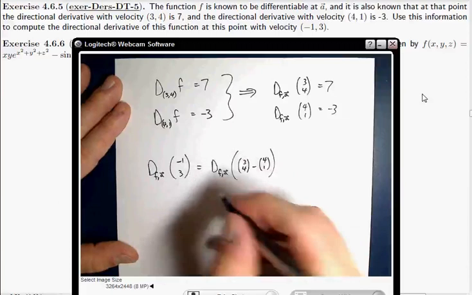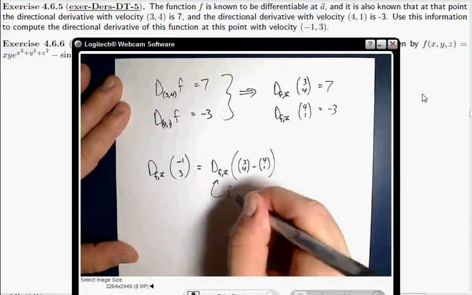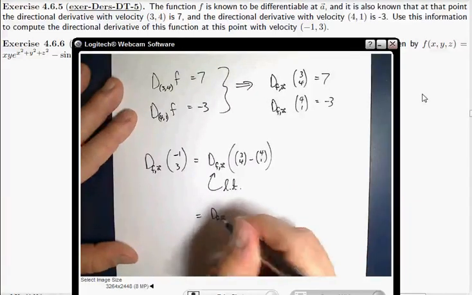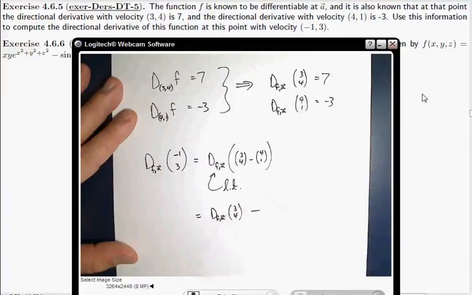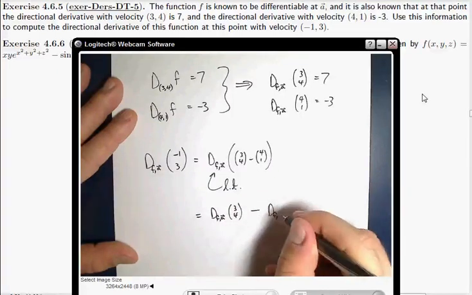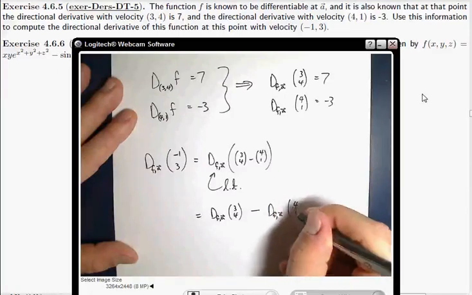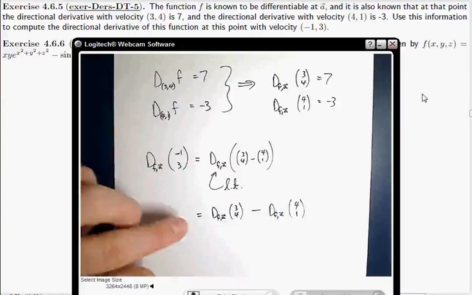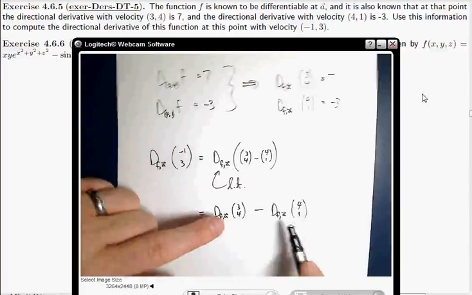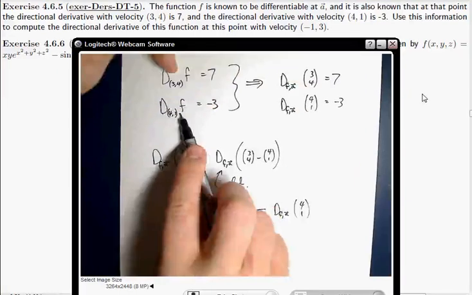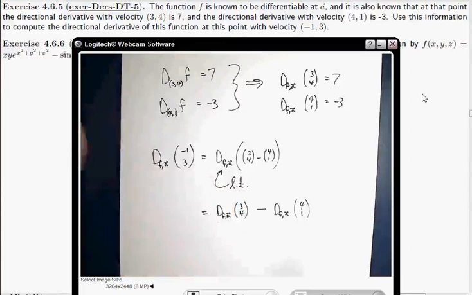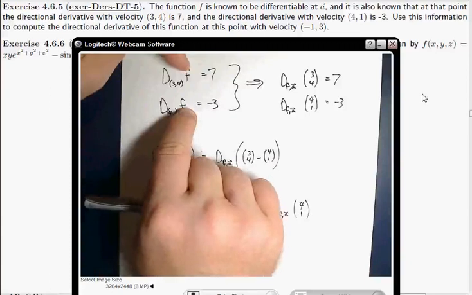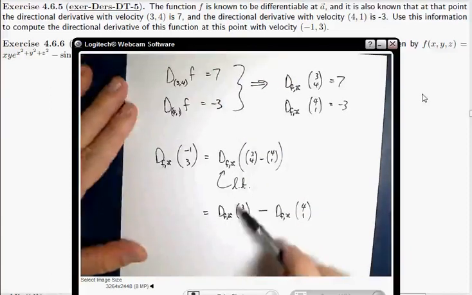This being a linear transformation allows me to rewrite this as the derivative transformation applied to 3, 4 minus the derivative transformation applied to 4, 1. So this is where you use the linearity. You subtract these vectors, and that allows you to subtract what are in fact directional derivatives. The fact that this function is differentiable means that you can do this linearity business.